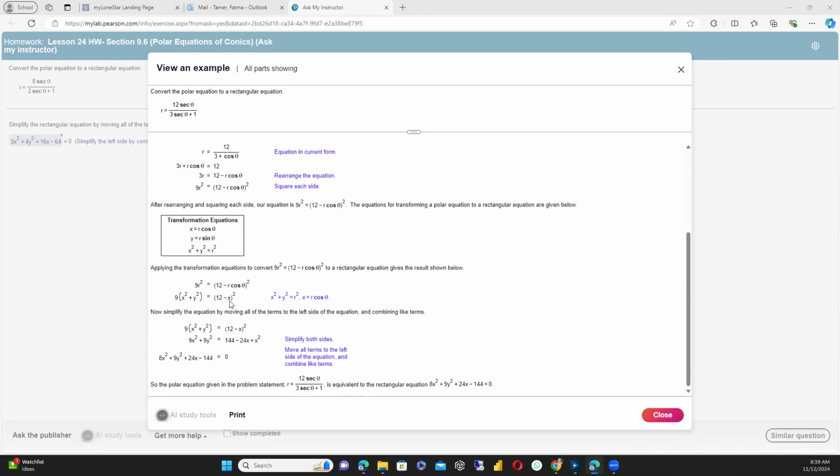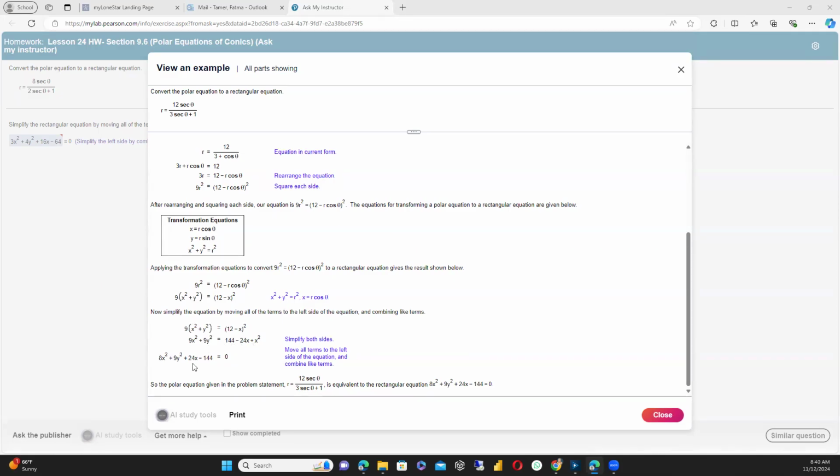So r cos theta will be changing to x. So this is what I got so far, and all r and theta have been cleared out. So we moved from the polar coordinate system to the rectangular coordinate system. All we have to do now is organize what we got. So this is what we got. 9 times x squared is 9x squared, 9 times y squared is 9y squared. If you multiply 12 minus x by itself, this is what you're going to get.